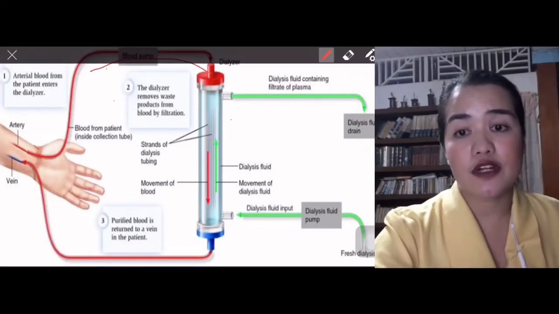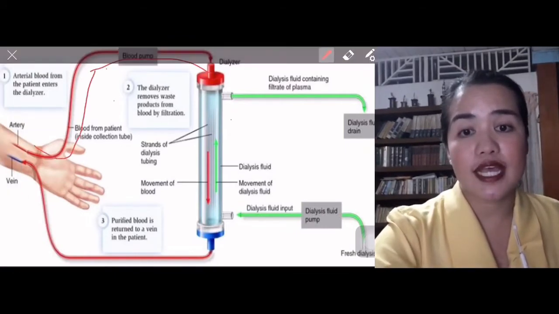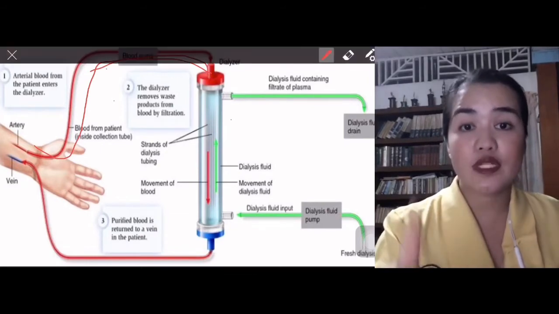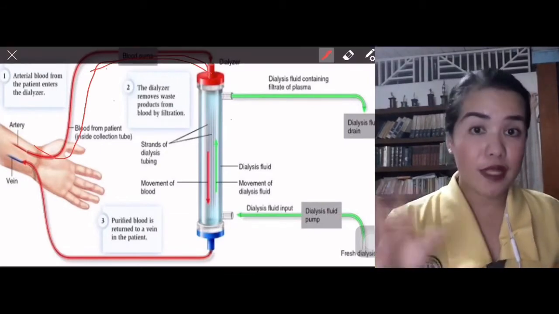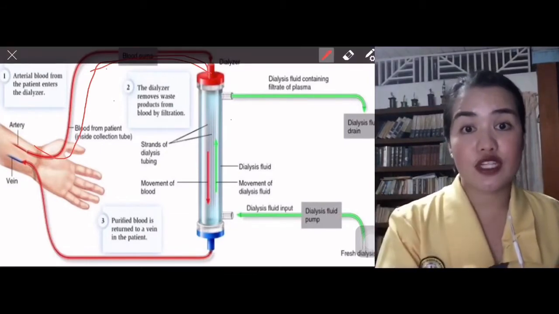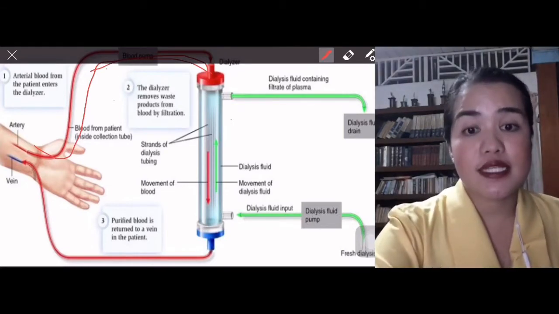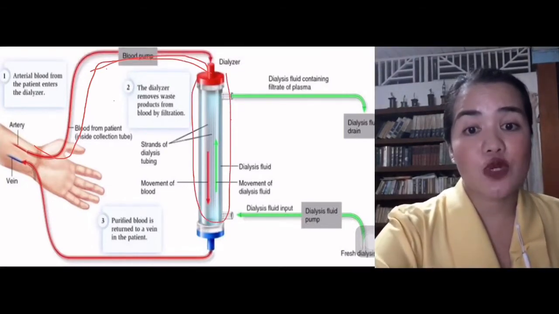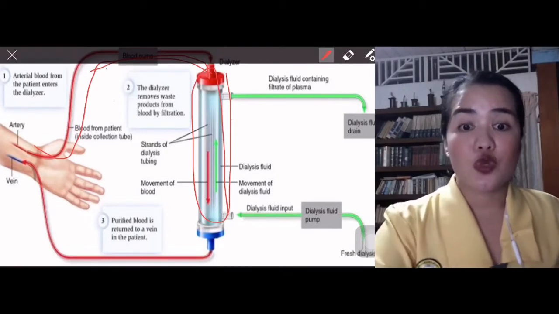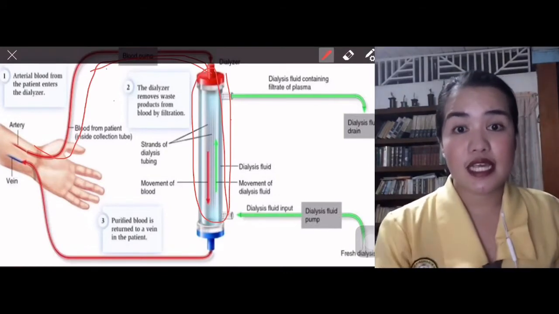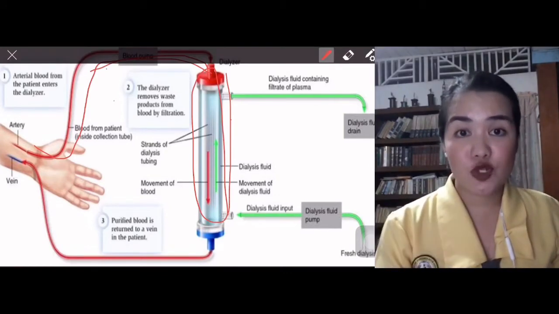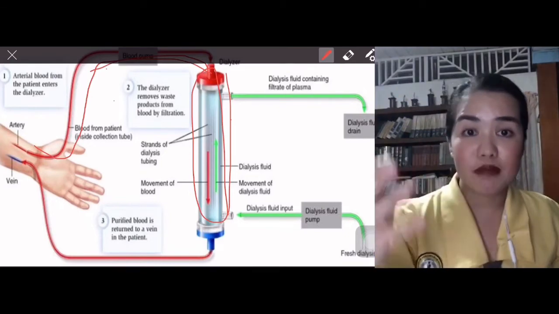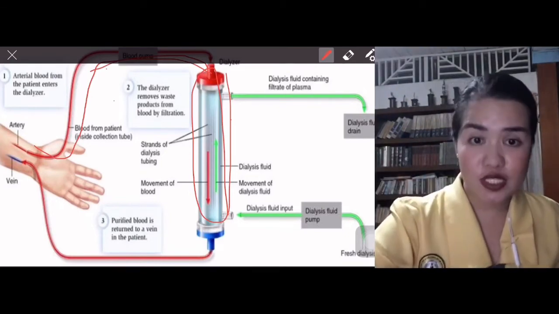Again, the arterial blood from the patient enters the dialyzer through a collection tube with the help of the blood pump. The blood pump helps to push the blood into the dialyzer. Once the blood is in the dialyzer, it will be filtered with the help of a dialysate, or a special dialysis fluid, which helps cleanse the blood in the dialyzer continuously.